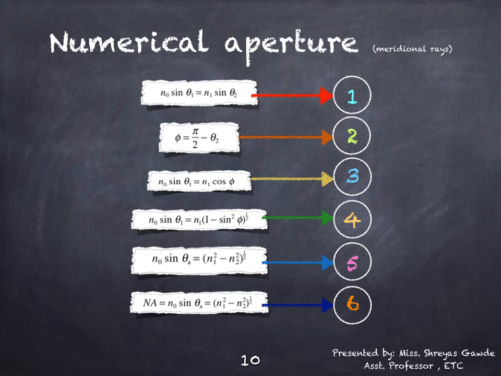It should also be noted that the incident meridional rays over the range from 0 till θa only will be propagated within the fiber.